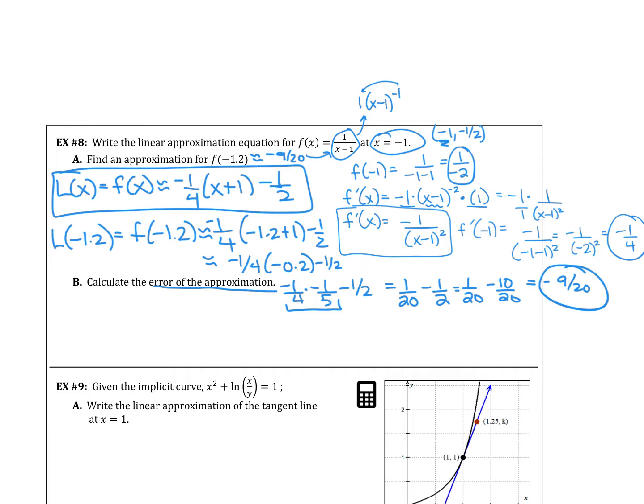We're at negative 1 here. We can see that the graph at negative 1 is concave down. The bend is downward. The function's bent downward. So the graph is concave down.